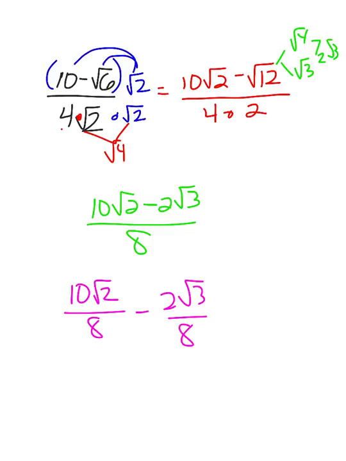So 10 and 8 reduce to 5 and 4. So it's 5 the square root of 2 over 4 minus, and 2 and 8 reduce to 1 and 4, so it's the square root of 3 over 4. All right, let's take a look at 1b.